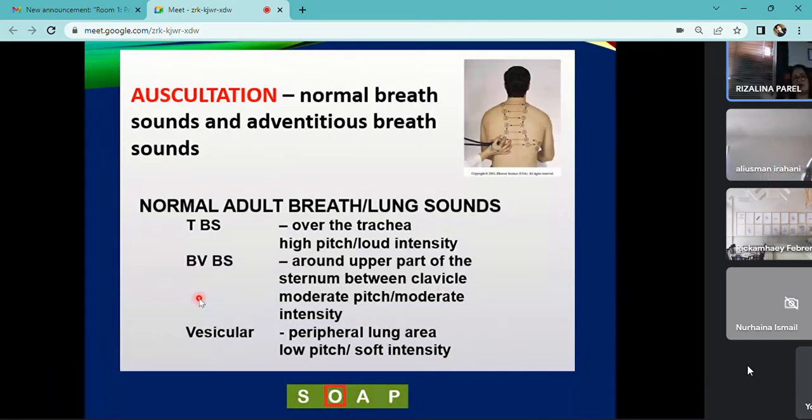And if we are auscultating the peripheral area or the lung area, okay, ang normal finding dapat ay vesicular. So this is low pitch and soft intensity. Okay, again, apat yan. The tracheal breath sound, the tracheobronchial sound, the broncho-vesicular sound, and the vesicular sound.